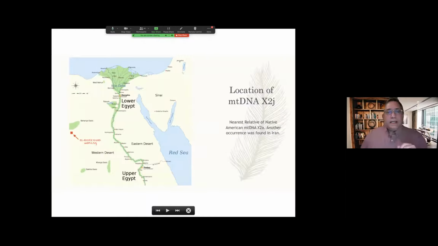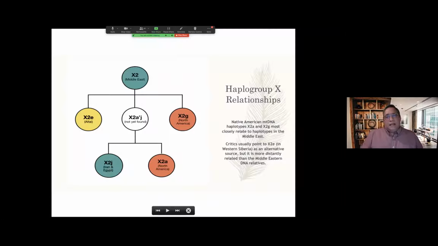All right, so the closest relative in the Old World to haplogroup X2A, the Native American type, is X2J. Here's one of the locations where it's been found. It's in the Egypt area. You see Jerusalem up there, in the general location of the Middle East. Another occurrence was found in Iran. This is a very rare type. It's not something that's common. There have actually only been two occurrences found in the entire world, but those are both in the Middle East.